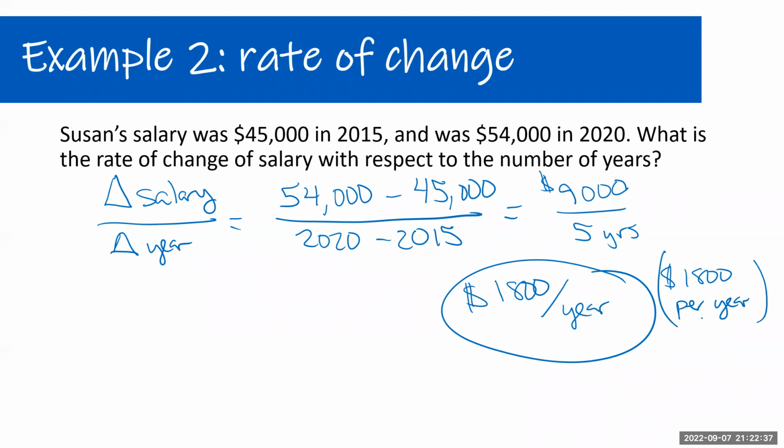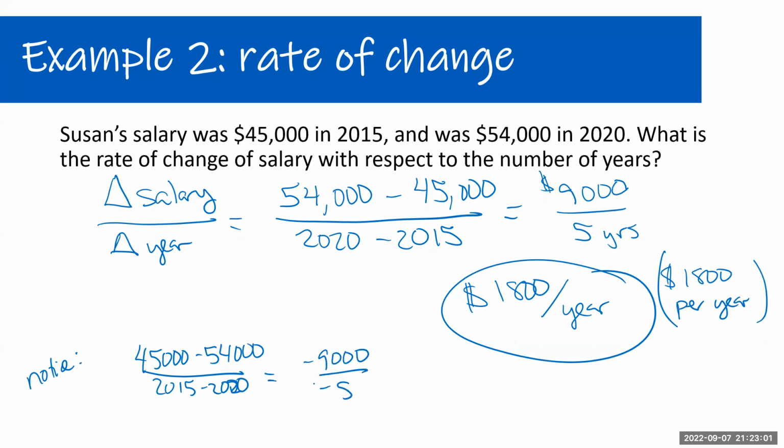Okay. Now notice I always do the later compared to the first, but if you had done it the other way, that's totally fine. You'd say, okay, well, 45,000 minus 54,000 over 2015 minus 2020. As long as you're in the same order, remember, it doesn't matter. Because here you're going to get negative 9,000 over negative 5, and those negatives are going to cancel to be positive, so it's going to be the exact same answer. So it doesn't matter which one you use first, as long as you're in the same order.